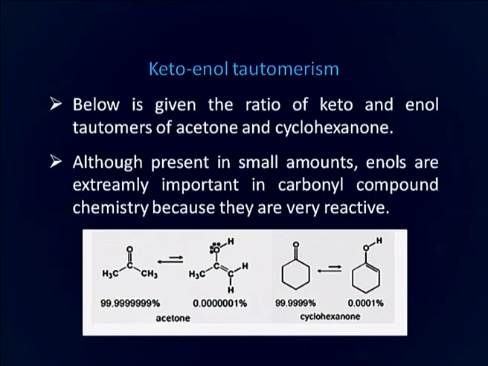Here in this figure you can see the keto and enolic forms of acetone and cyclohexanone, and if you look at the proportion of enolic form to keto form, you will find that almost completely these compounds exist as the keto form. But even then the enolic form is very important, because although present in very small amounts, enols are extremely important in carbonyl compound chemistry because they are very reactive.